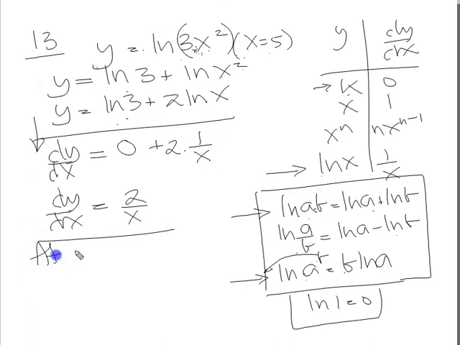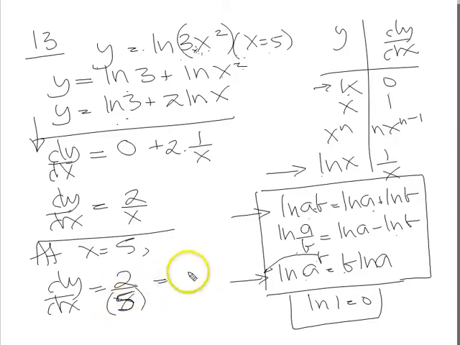Now we use the input value x equals 5. dy/dx equals, just write 2 over x, of course. Wherever you see an x, overwrite it with the value that it has, which is 5. And then you end up with 2/5 or 0.4. That's fine. There's the answer. That's 13 done.